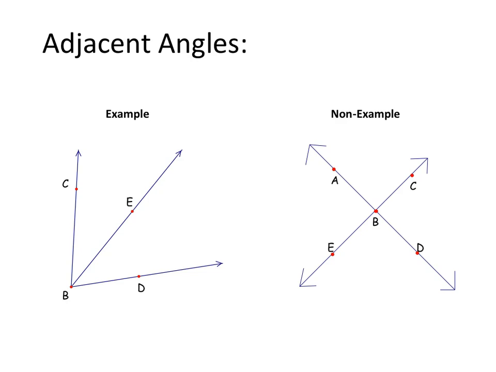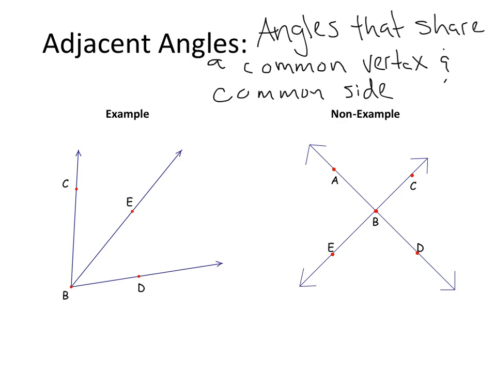Today, we're going to be talking about angle relationships. The first type of angle relationship is adjacent angles. Adjacent angles are angles that share a common vertex and a common side.